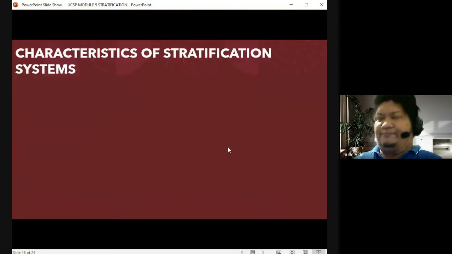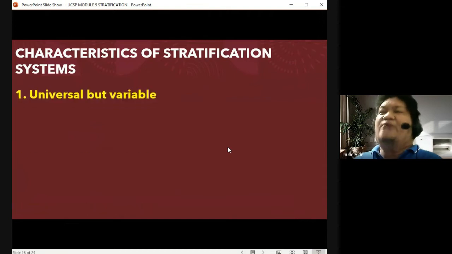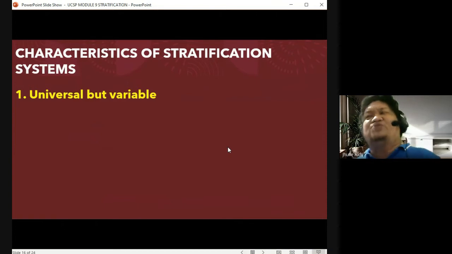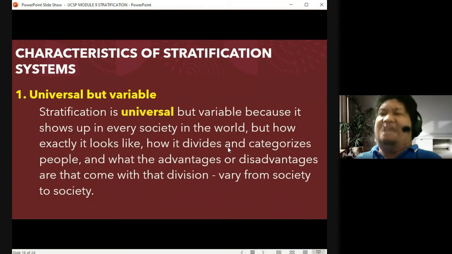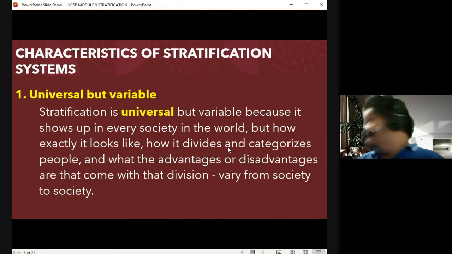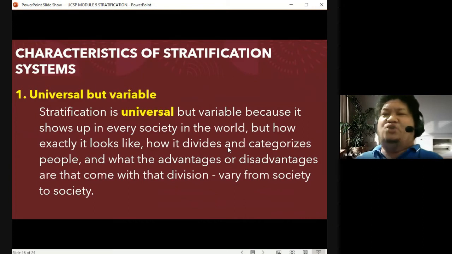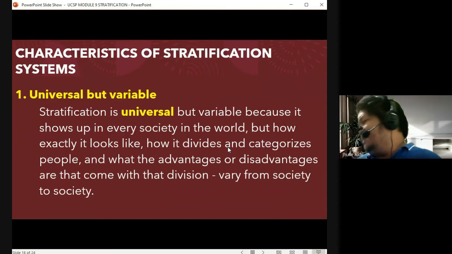Okay? So, what are the characteristics of stratification? Una, it is universal but variable. Yan, stratification is universal, pero it varies from one place to another. Stratification is universal but variable because it shows up in every society in the world. Lahat, it's universal.